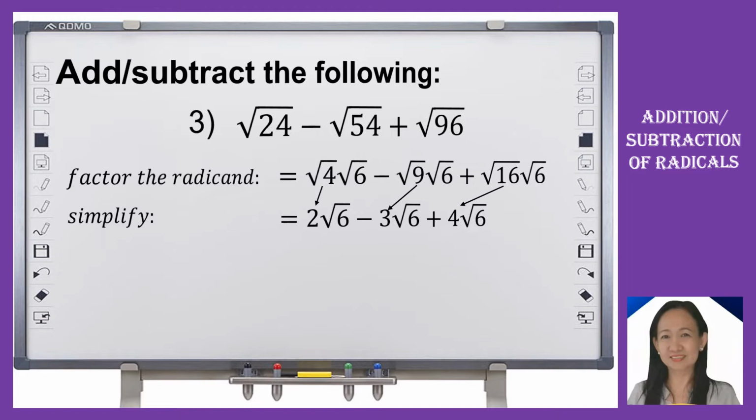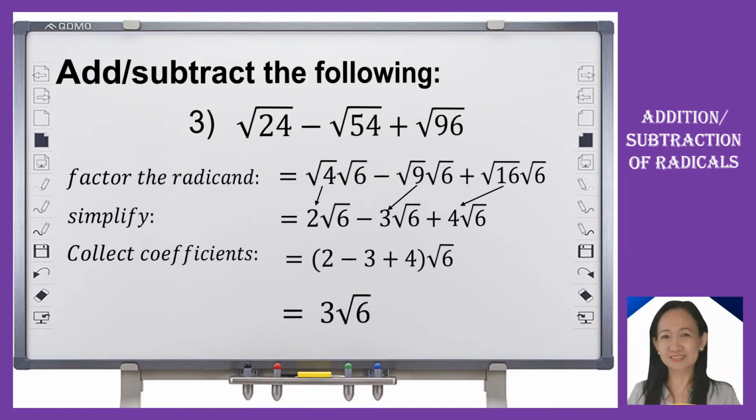Now, have you observed the similar radicals? Yes, since the square root of 6 is common to all of them. So let us collect the coefficients. So 2 minus 3 plus 4 times the square root of 6. So 2 minus 3 is negative 1 plus 4 is 3. Therefore, we have 3 times the square root of 6 as the final answer.